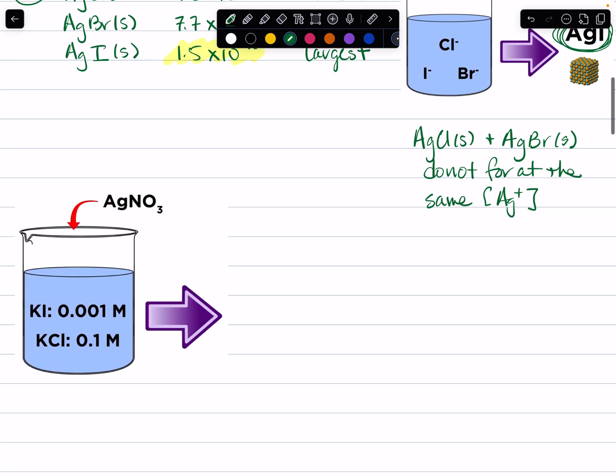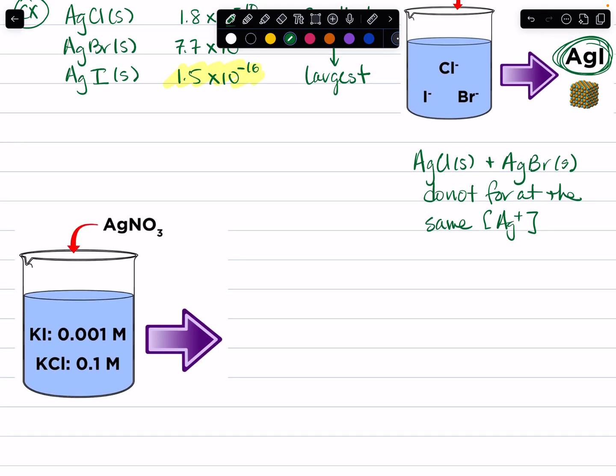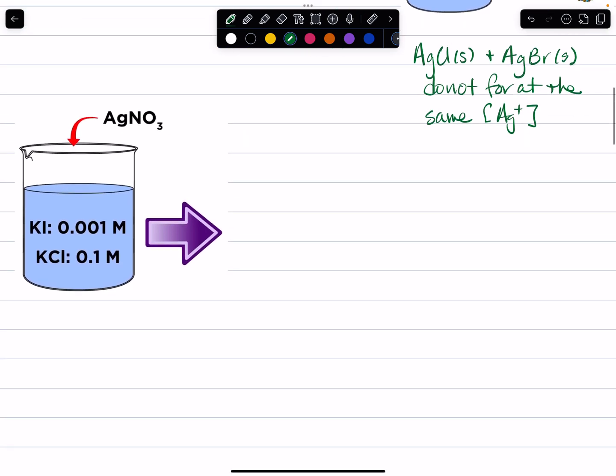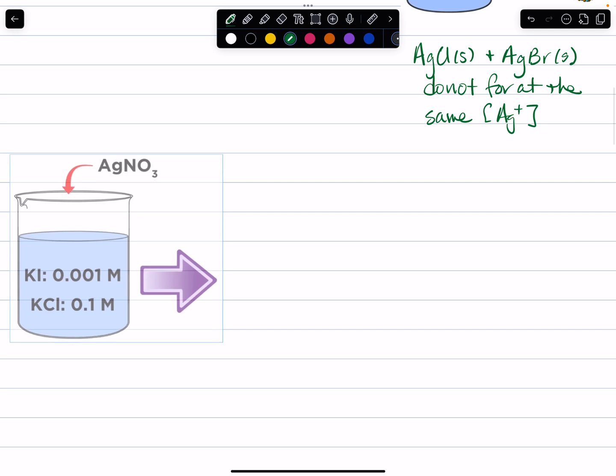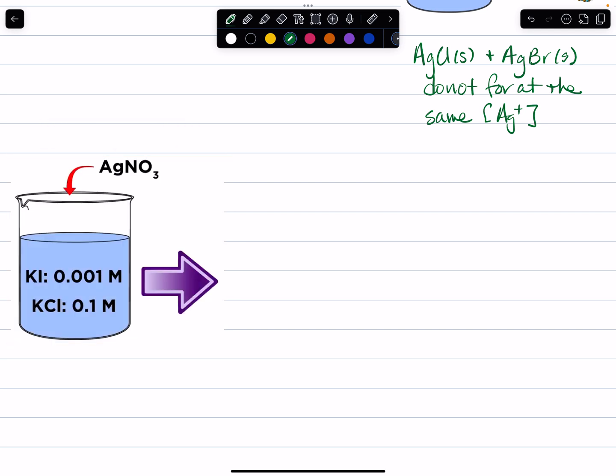Well, all right, if we look down at the beaker below, I'm actually going to slide this down a little bit. All right, we've got a different beaker. For this one, I've got potassium iodide and I've got potassium chloride in there, and I've got concentrations of those two compounds, 0.001 for the potassium iodide and 0.1 for the potassium chloride. And I'm going to add in some silver nitrate. Well, I can use my KSP values to determine how much silver ion I'm going to need to precipitate out this particular amount of the iodide and the chloride.